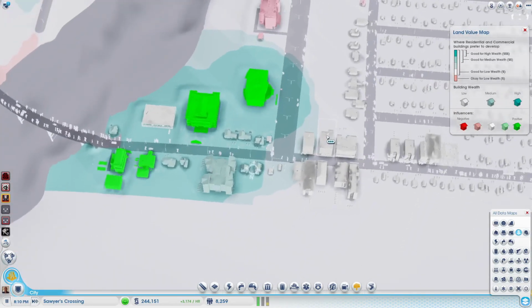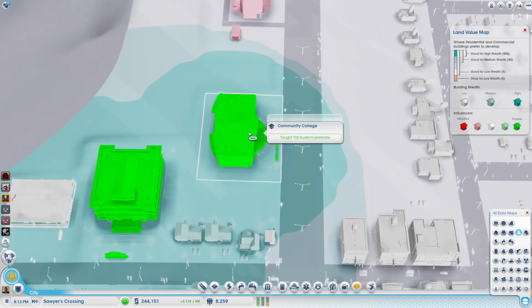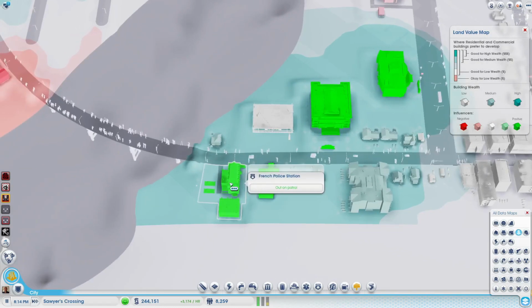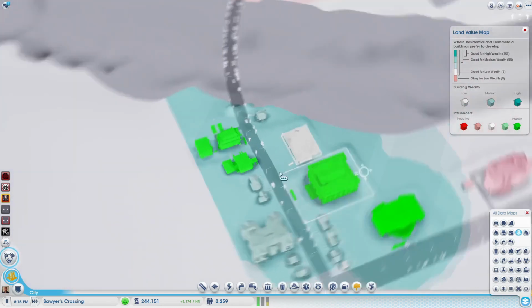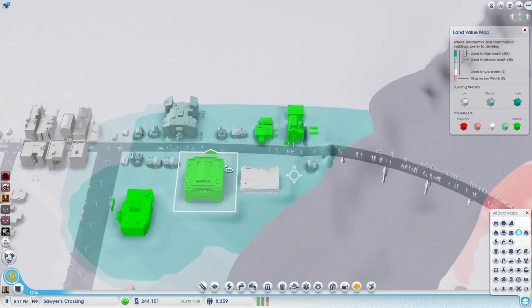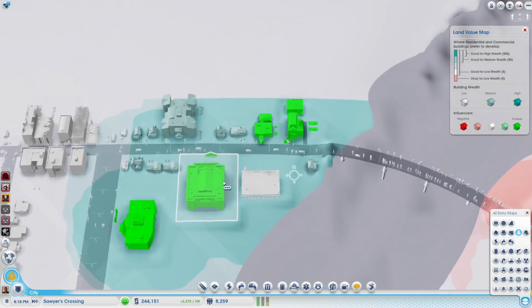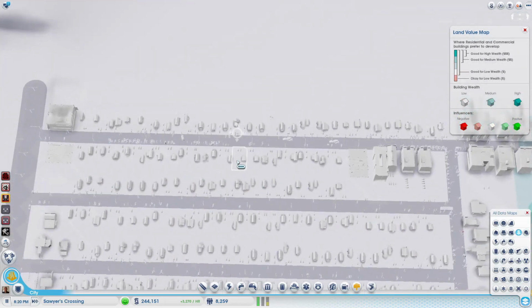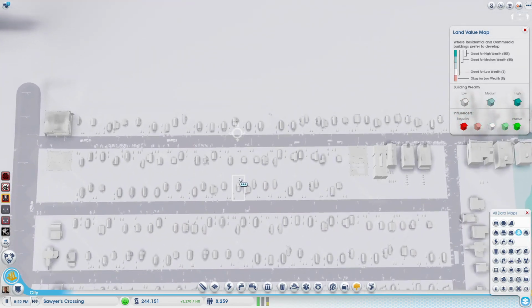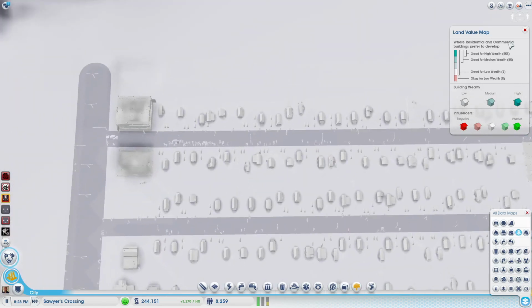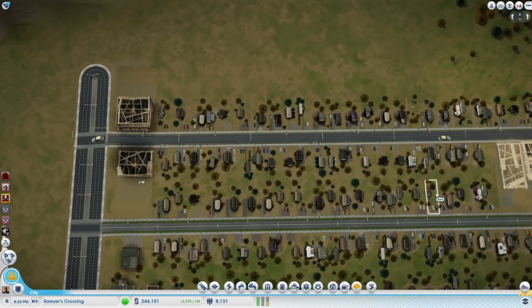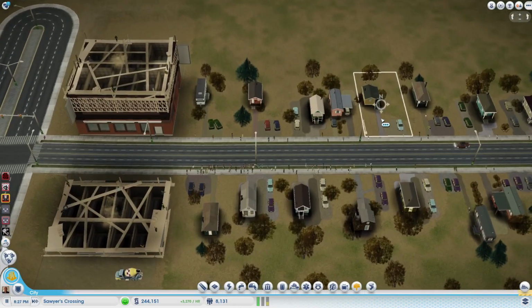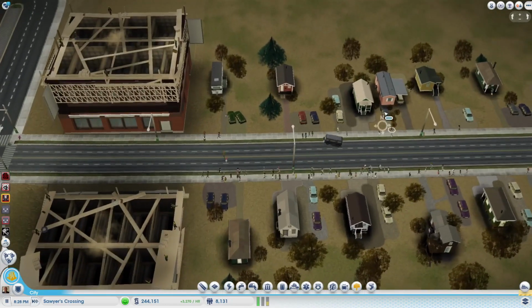And the simulation says a community college, this city hall, the clinic, the police station. These are all things that have a positive influence on land value. In addition to services like that, parks have an influence on land value. So when we look at this building here, or even these houses, they reflect low land value.